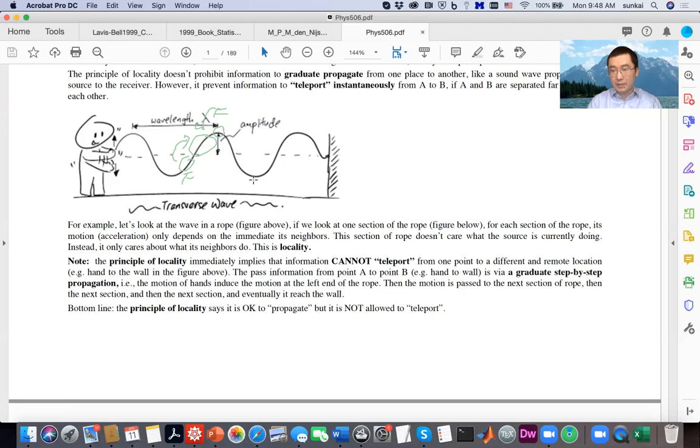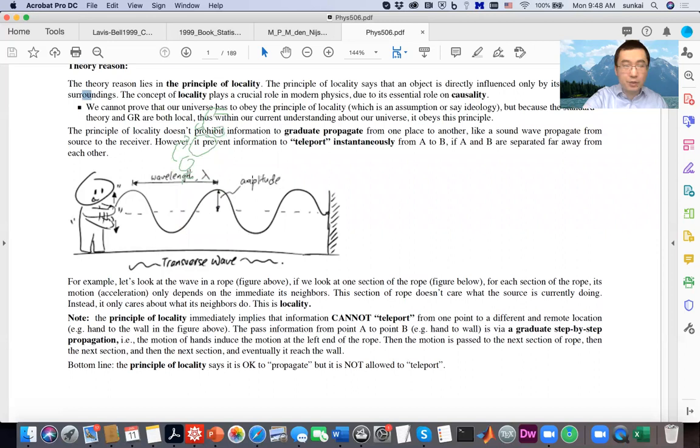By the way, this principle of locality is extremely important, and we will come back to this later. In modern physics, people realize it is directly associated with the very important concept of causality. The principle of locality is not something one can prove rigorously, mathematically. It is a principle that we believe to be true, but we cannot prove mathematically. However, all the fundamental theories we know in modern physics obey this principle of locality. Everything is local and nothing teleports. Everything just moves gradually and nothing jumps suddenly from one point to a point that is far away.